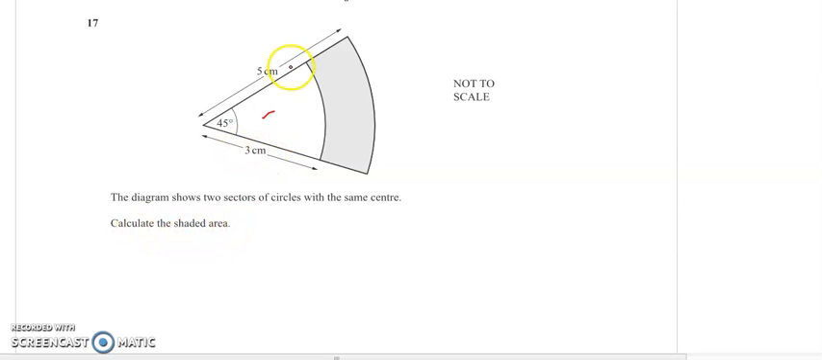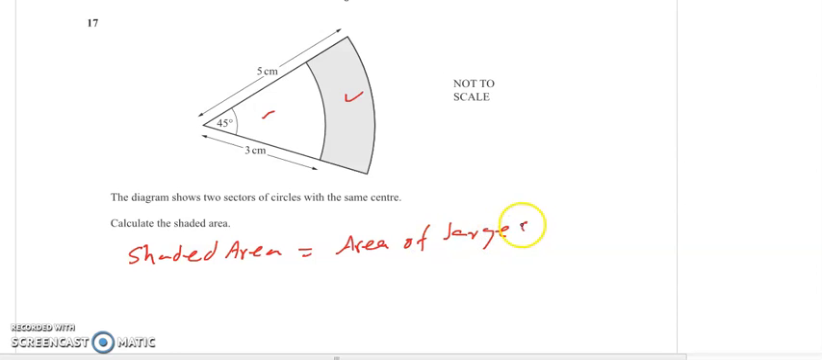So to find the area, what I will do, I will find the area of the larger sector and will subtract the smaller sector from that one. That will be the remaining shaded area. So if I have to find shaded area, in that case it will be area of large sector minus area of small sector.